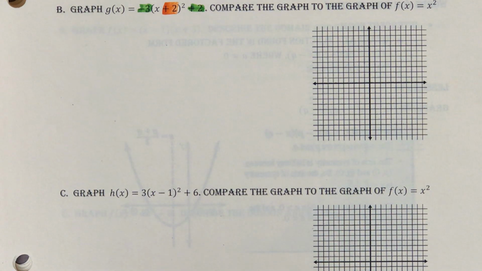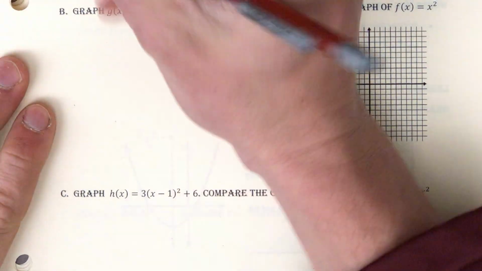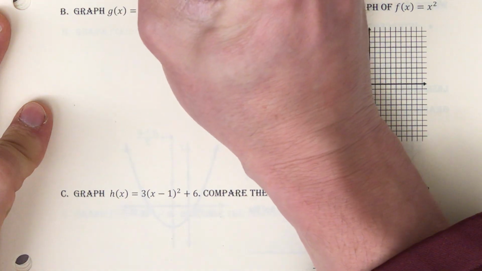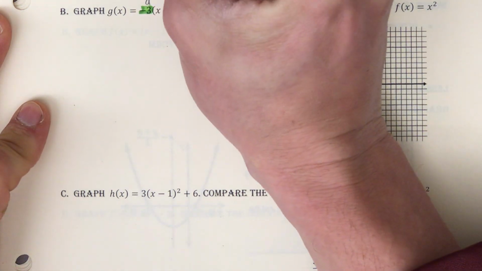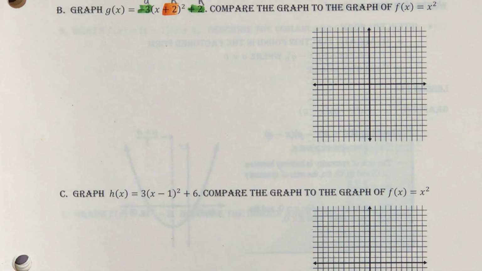So again, my A is the number out in front of the parenthesis. My H is inside the parenthesis. It works as an opposite. And my K is at the end of the parenthesis.